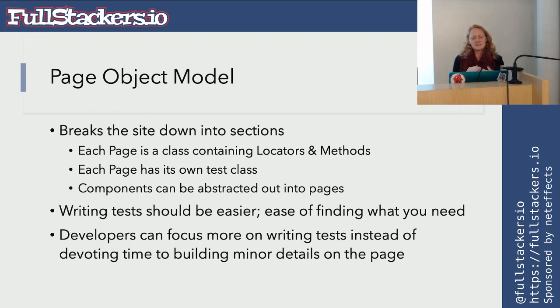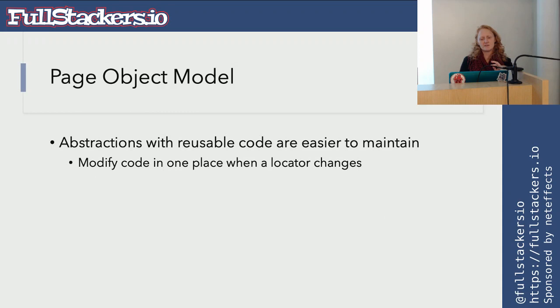So this makes it easier to write tests. You can find what you need. If you need to navigate to XYZ page, you would create an instance of that page and use it in your test, and you'll be able to call all the methods from there and all the page objects. This is also better so that developers can focus more on writing tests instead of devoting time to building minor details on the page. Maintaining the test objects and their methods is just a good idea to get all that built and out of the way, and you don't have to do it again unless something changes. Otherwise, you'll have to maintain it in 50 places. It's not fun.